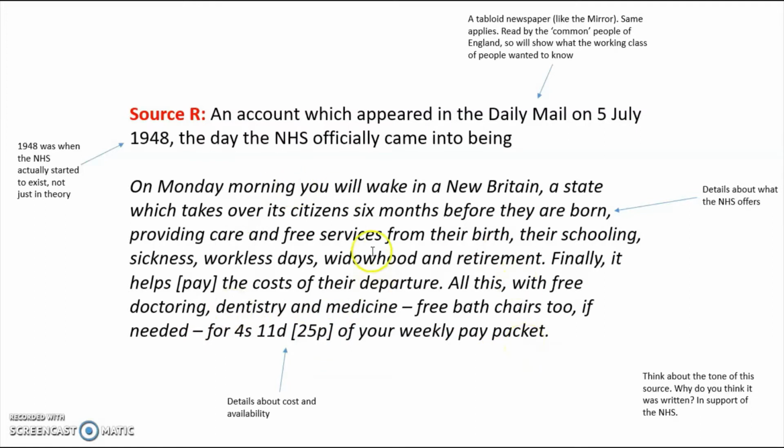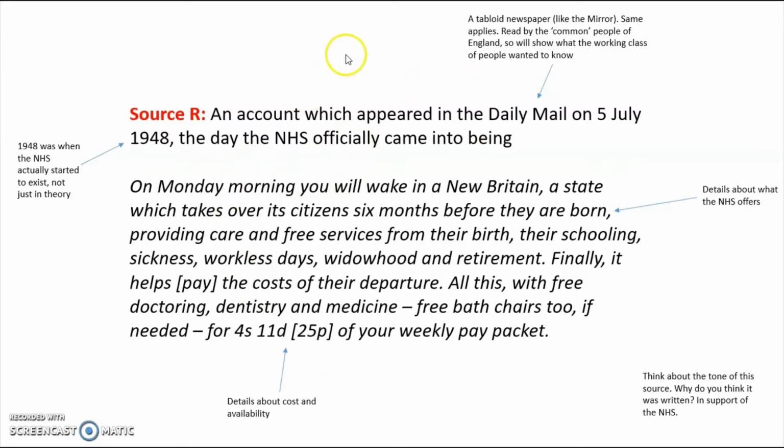Okay, again, let's analyse the source itself. It's telling me what the NHS is offering. It basically means that as a baby in the womb, you are being looked after by the state. There's services from your birth, from school, from when you're sick, from when you're not working, from if a partner dies, from when you retire, and even when it says cost of your departure, it basically means being supported when you die. So this is telling me a lot about what the NHS was offering. And it even tells me how much it cost and how available it would have been to people. Even though now 25p of your pay packet would be nothing, it would have been more money then, but it still would have been a small percentage.